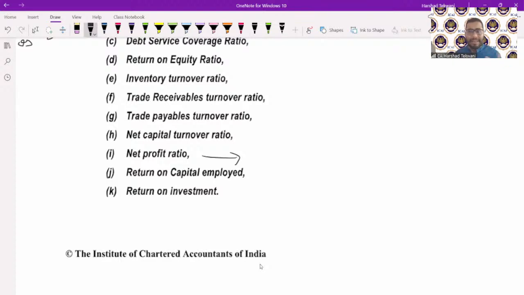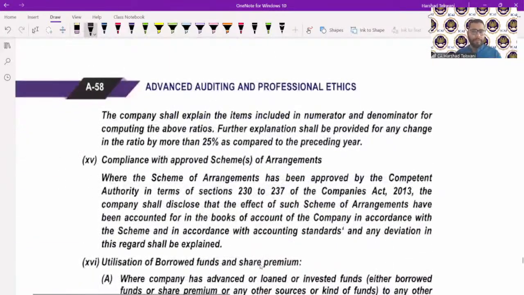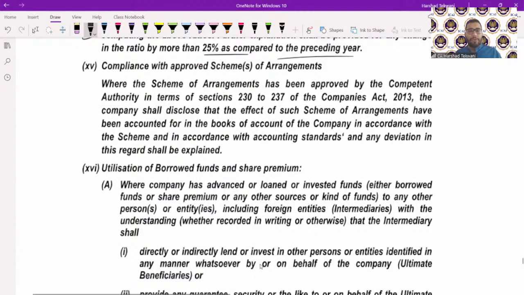Remember something we discussed in the last lecture? Same on the line of division 1. If there is a change of 25% compared to the preceding year, you need to provide the reason thereof. Same. Compliance with the approved scheme of arrangement, as division 1. We also discussed if there is a scheme of arrangement, how we have disclosed in the books of account, how it has been accounted for, any deviation from prescribed accounting standards for scheme of arrangement, same as division 1.